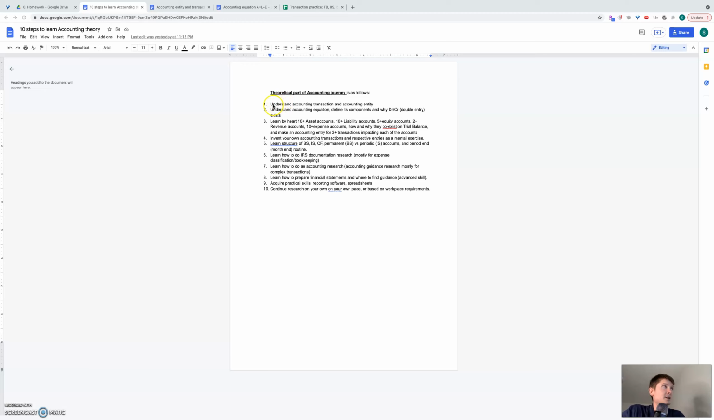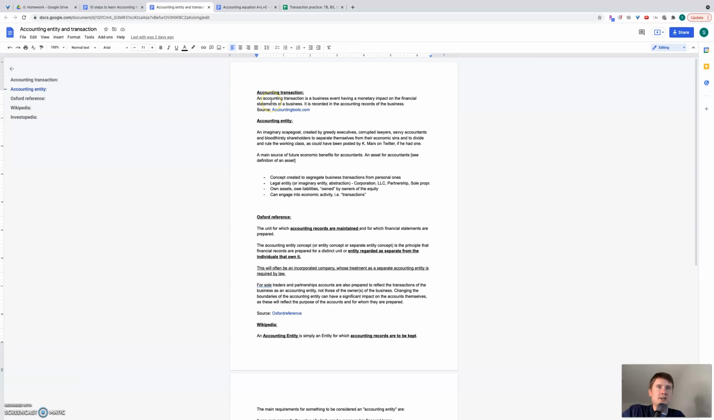So the first step, I think, is to understand what an accounting entity is and what an accounting transaction is. And I did a little briefing here about that. So the transaction is some economic event which has monetary impact on the entity and the entity's financial statements. But what is an accounting entity? It is a separate abstract construct which is presented separately from the owners' own personal accounts and transactions and from the transactions of business employees and management.